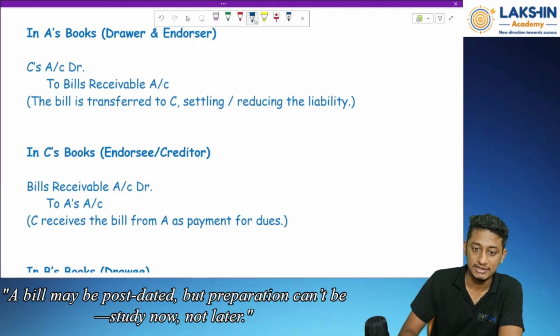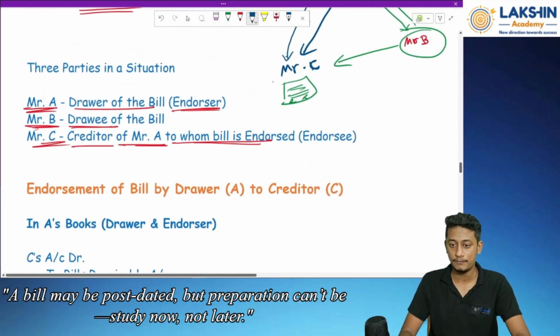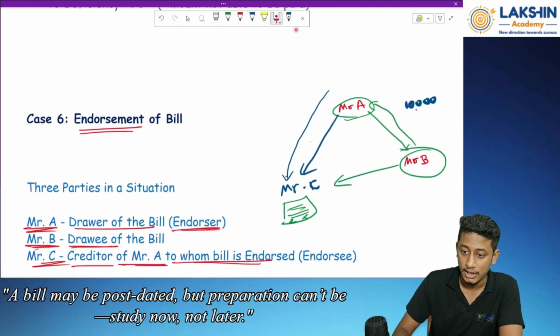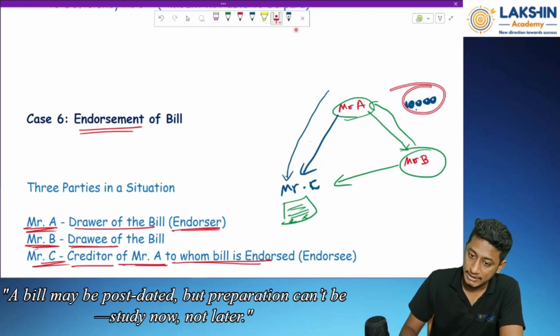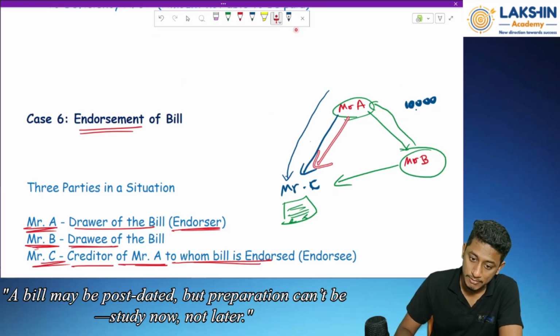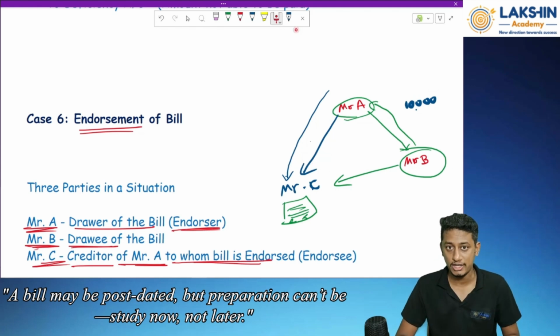See, in some cases, in my example, 10,000 was the bill value. Mr. B was supposed to pay Mr. A rupees 10,000. Mr. A was supposed to pay Mr. C 10,000 rupees. There is no issue over here till here.